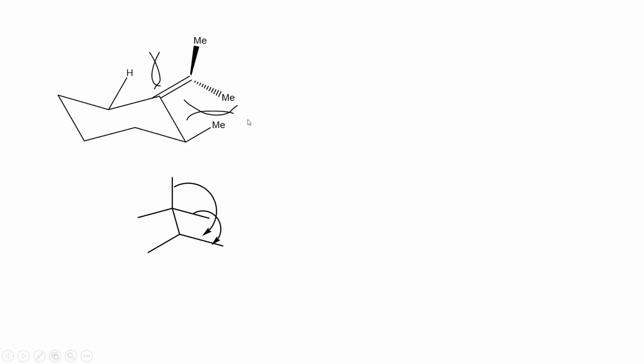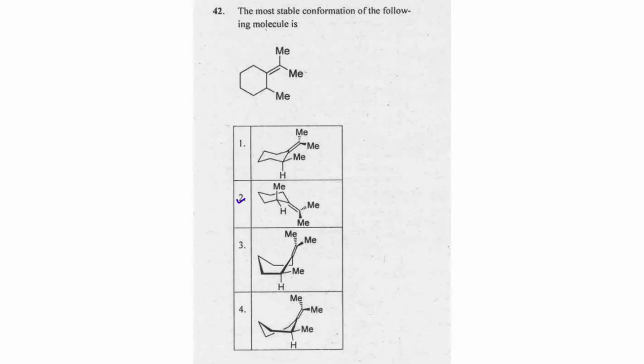And one more thing, you may also think, why not the boat form? The boat form is never stable until you connect these 2 points, the bowsprit and flagpole points. Until you connect these 2 points, the boat form can never be stable.